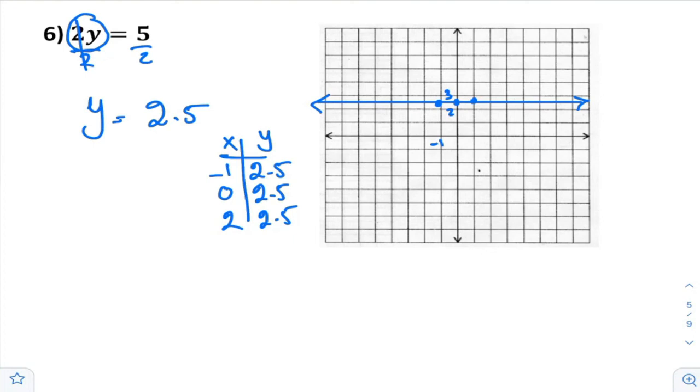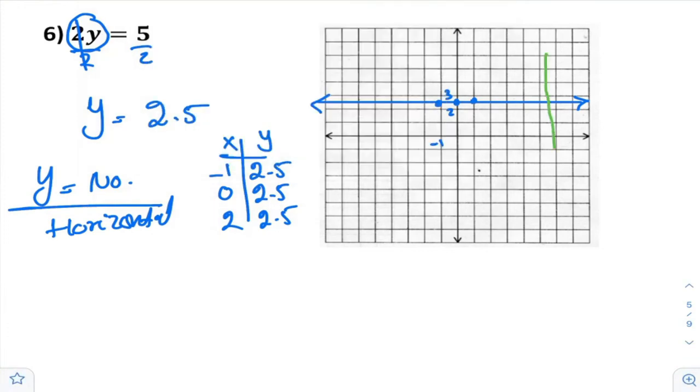So any equation of the form y equals a number will be a horizontal line. This number could be positive, negative, 0, no matter what this number is. If y equals a number and there is no x, it will be just a horizontal line. So is this a function? Yes, it is a function. Why? If you start using the vertical line test at any point, use it here, it crosses once. Use it here, it crosses once. Each time it crosses only once. So in this case, yes, it is a function.